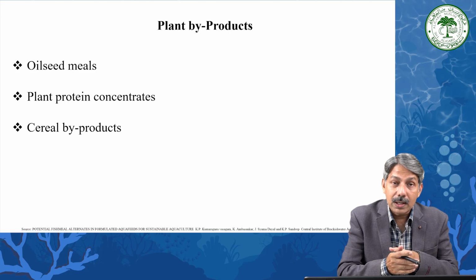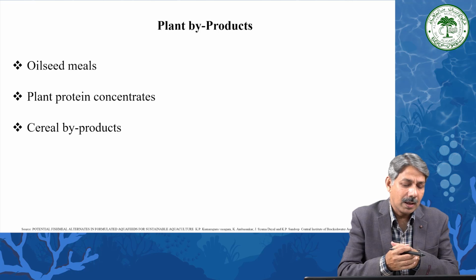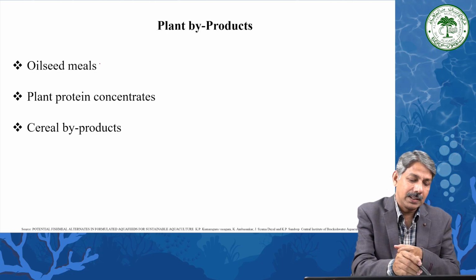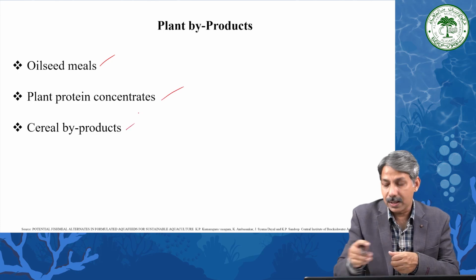Now, come to plant byproducts which are used as fish feed ingredients. Major ones are in categories like oilseed meals, plant protein concentrates, and cereal byproducts.